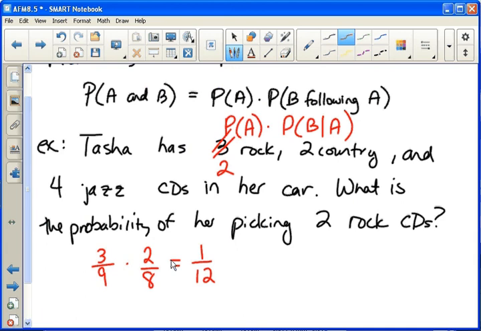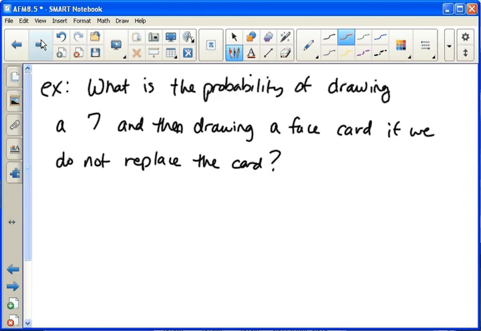So what's the probability of drawing a 7 and then drawing a face card if we do not replace the card? Earlier we had one where we did replace the card. So again, try to visualize a deck of cards. If you draw a card and put it right back, then you haven't changed anything once you pick a second card. You still have 52, all the same things you had when you started with. But if I pick one card and hold it in my hand and then go back for a second card, then the probabilities have all changed, because since I kept that first card, there's now only 51 cards in the deck when I go back to pick the second card.